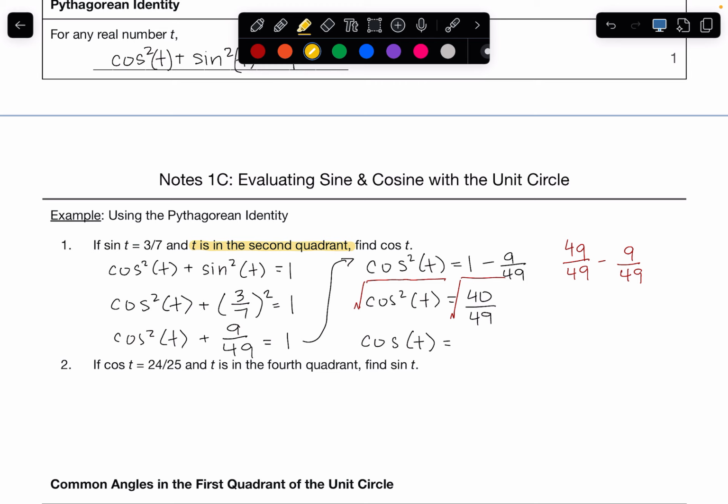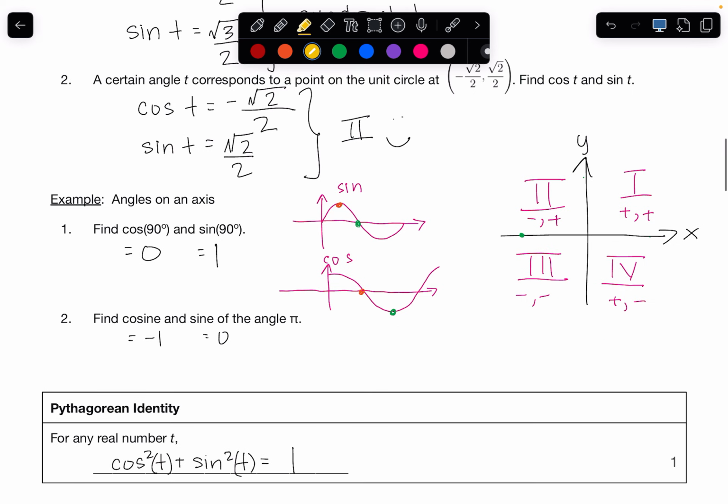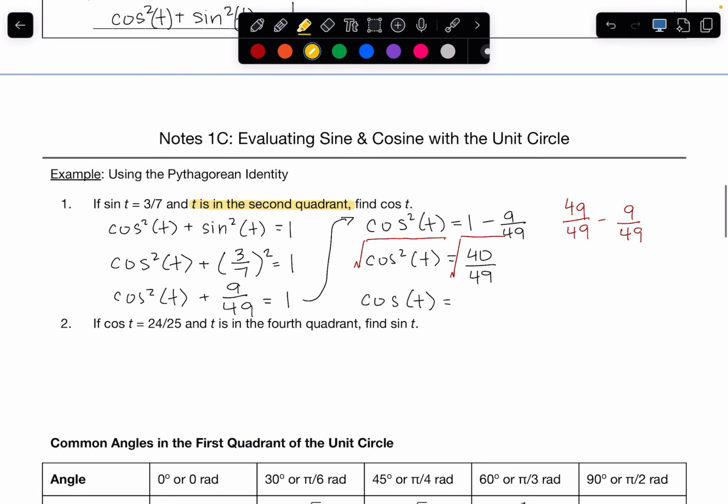That tells me something important about the sign on cosine. I go back up to my little picture. Remember that cosine is the x-coordinate. In quadrant 2, is the x-coordinate positive or negative? Negative. When I take that square root, I want the negative answer because I know I am in quadrant 2, and x, which is my cosine, is negative.